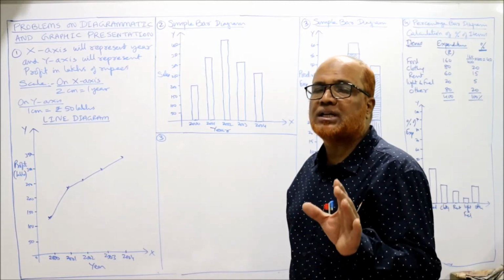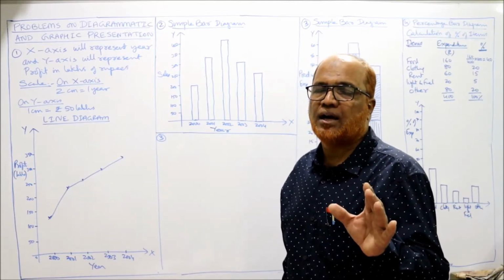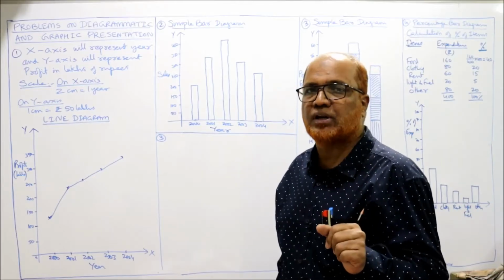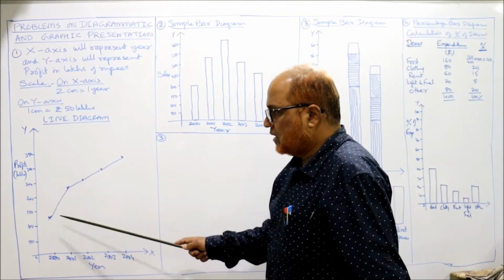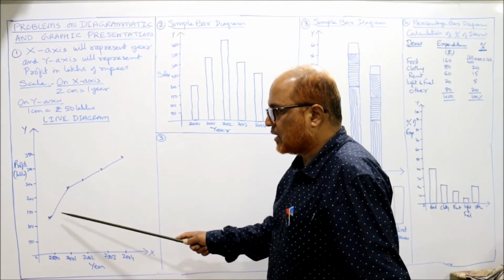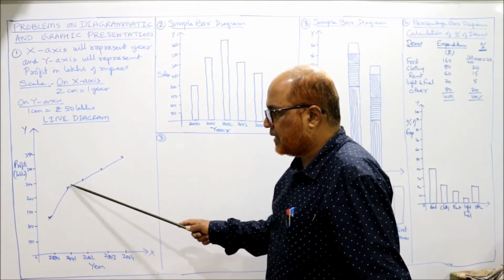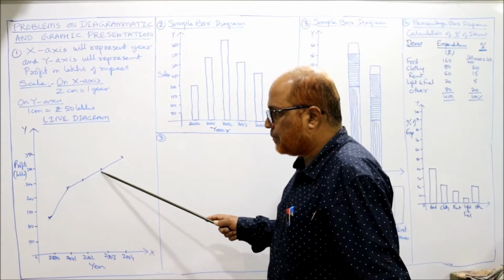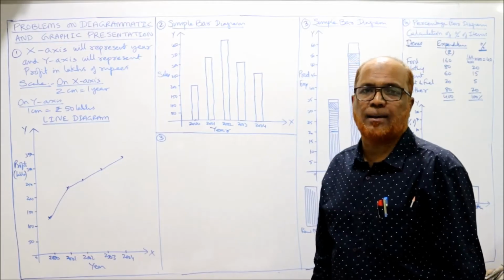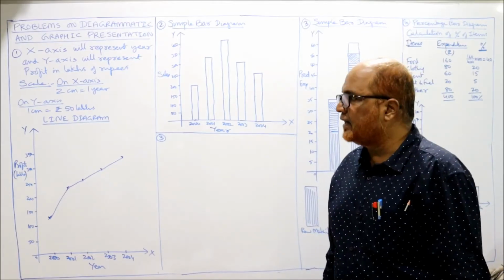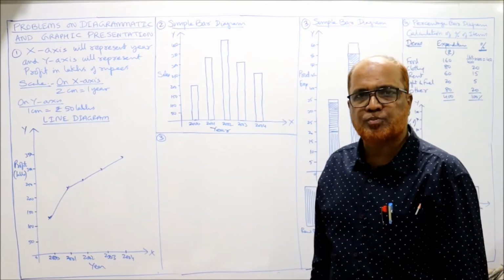Now you have plotted all the points representing the profits for different years. Now with the help of a scale, join the points. ये पूरे पॉइंट्स को स्केल से ज्वाइन कर दो, ये दो पॉइंट को ज्वाइन कर दिया, फिर यहां से ये पॉइंट ज्वाइन करें, फिर ये पॉइंट. दिस इज कॉल्ड लाइन डायग्राम. That's it. First problem completed.